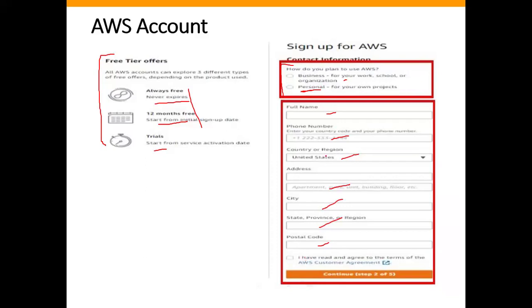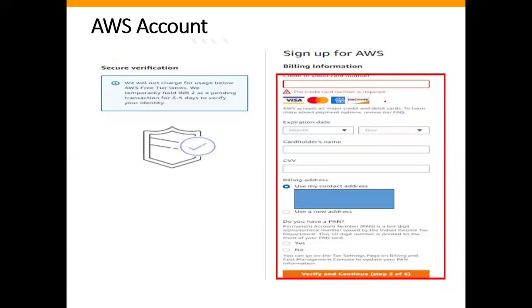Once you enter these details, you can check this checkbox. If you want to read the AWS customer agreement, it's completely up to you. You can click on that link and read the agreement, and then click on continue. Once you click on continue, you need to enter your card details.